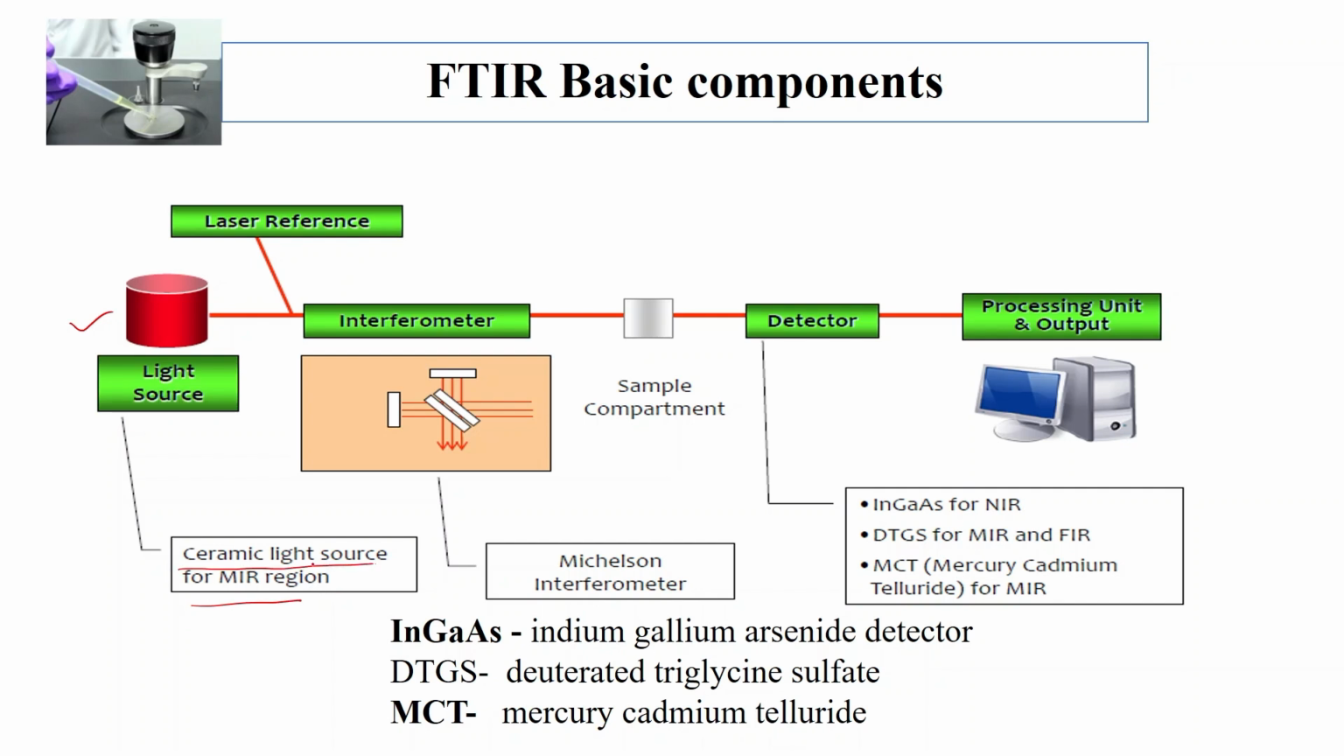So when this source is there, we will have a laser also. The laser has two purposes. One is to ensure the wavelength accuracy, and the other is to align the optical instrument, which will be seen in the coming slide. First is the wavelength accuracy, and second is the alignment of the IR radiation to the detector.